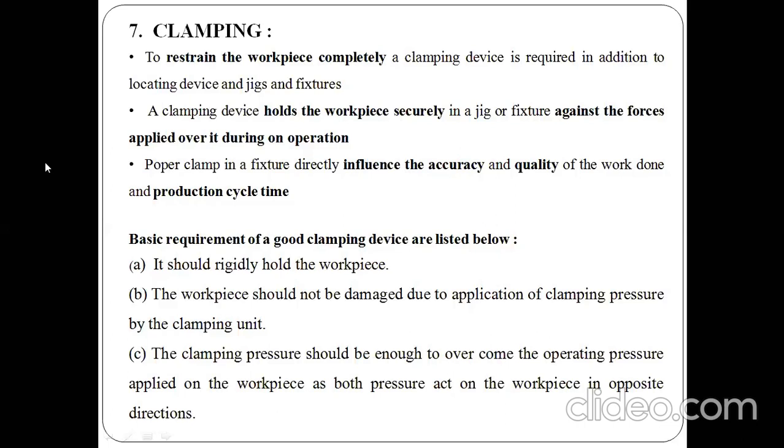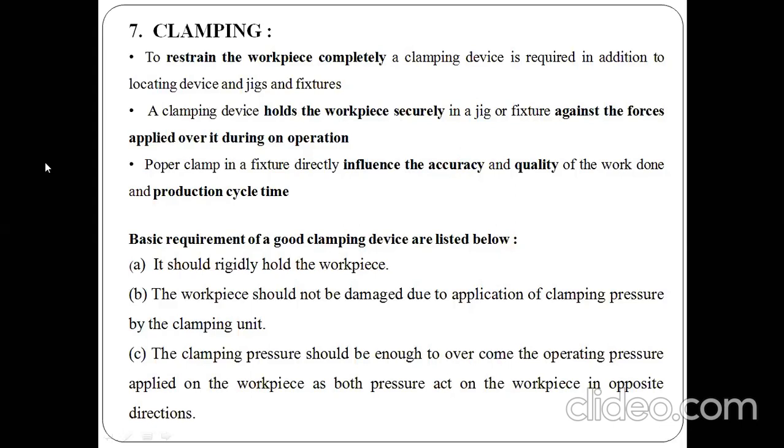And we have to consider these parameters. First parameter, it should rigidly hold the workpiece. As I told you in previous points, a rigid body plays an important role for accuracy. Second point, the workpiece should not be damaged due to application of clamping pressure by the clamping unit. Clamping means we are clamping your workpiece to a particular location. So pressure is applied with the help of this clamping element over the workpiece surface. It should not damage the workpiece. So proper pressure should be applied.